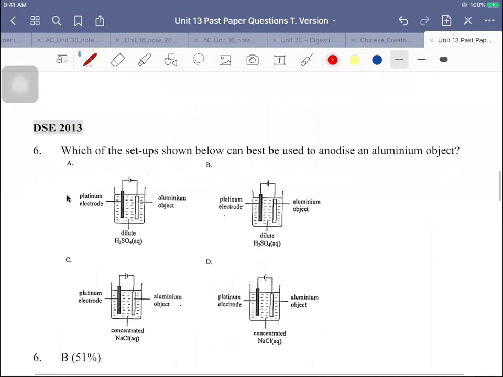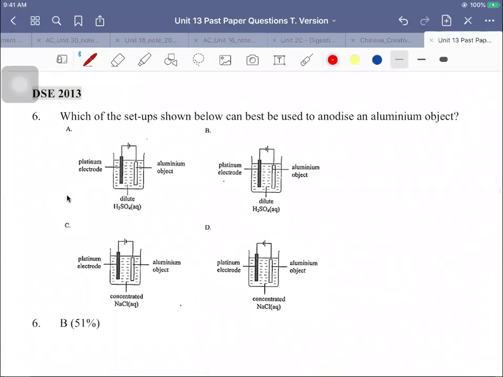Okay, so if we move on to the next one, which of the setups shown below can best be used to anodize an aluminum object? Okay, I saw your message. So back to this question.